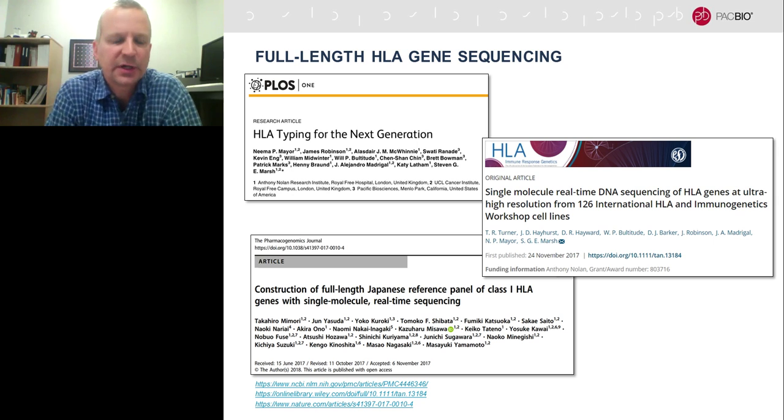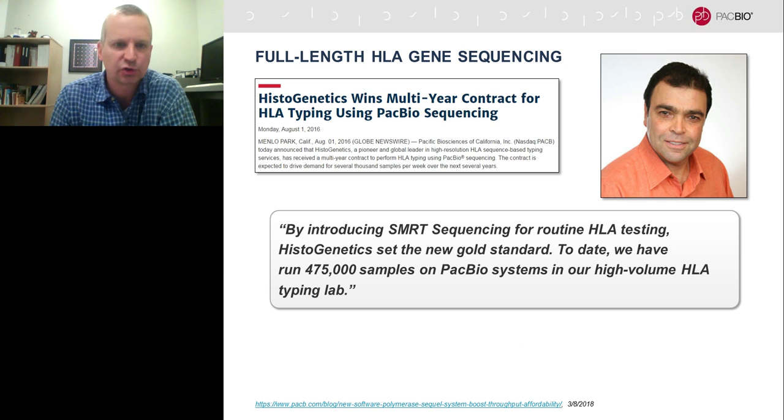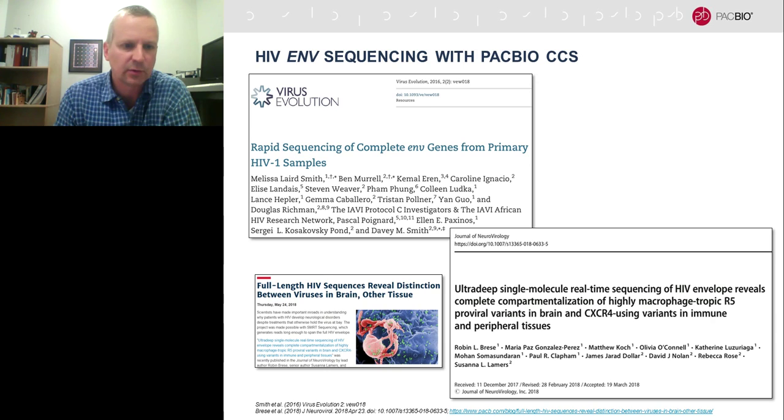Also associated, of course, with immunology is the field of HLA typing. There are many papers on that. The first one on the left is a review paper, HLA typing for the next generation. I don't have time to talk about this, but just note full-length HLA, both class 1 and class 2, is very robust and mature now. It is being used by companies like Histogenetics, which last year alone ran close to 500,000 samples on the PacBio system in their high-volume HLA typing lab, and now even more throughput with the Sequel system.